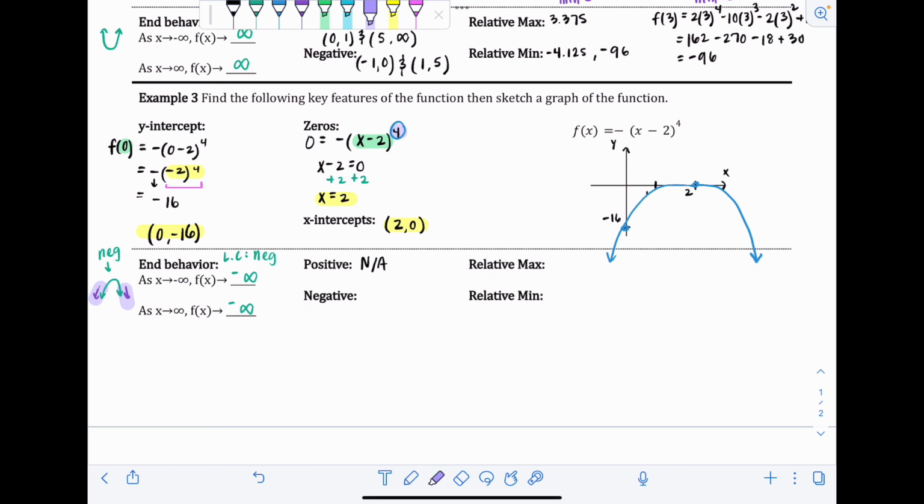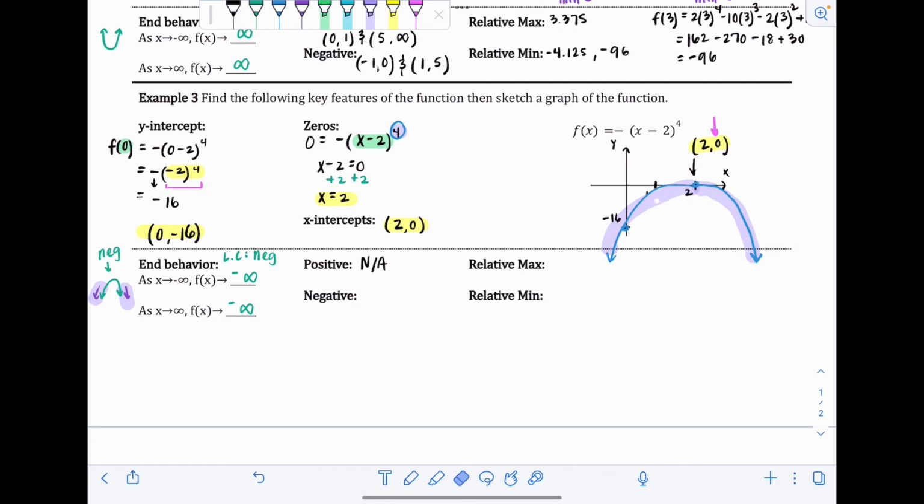And then for negative, it looks like it's negative all throughout. However, this point right here is the point (2, 0). So negative is referring to the y value. We look above and below the x-axis because that's where y is positive versus negative. But at this point, the function isn't positive or negative, it's 0. So we can't just say everywhere. We can't say negative infinity to positive infinity is where it's negative. We actually have to write it in two different parts.